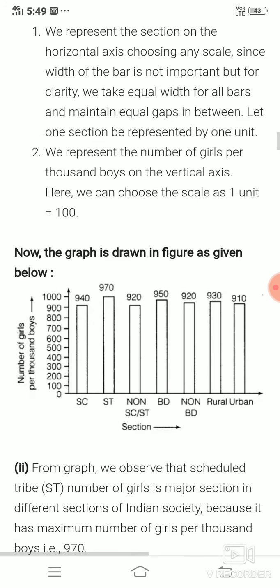So on the x-axis: SC, non-SC, ST, non-ST, rural, urban. On the y-axis, number of girls per thousand: 0, 100, 200, 300 up to 1000. From 900 to 1000 we have small lines. At the fourth line we draw 940, at the seventh line 970, at the second line 920, 950 in the middle between 900 and 1000, 930 the third line, 910 the first line, right?